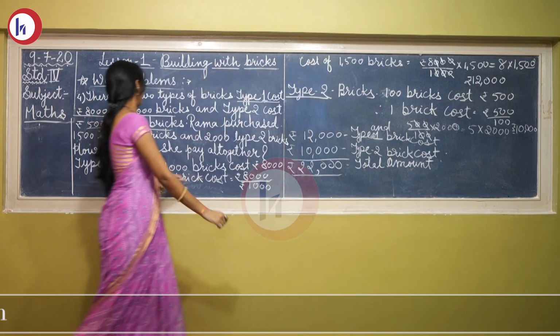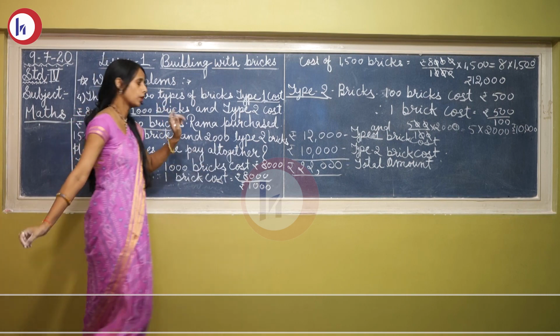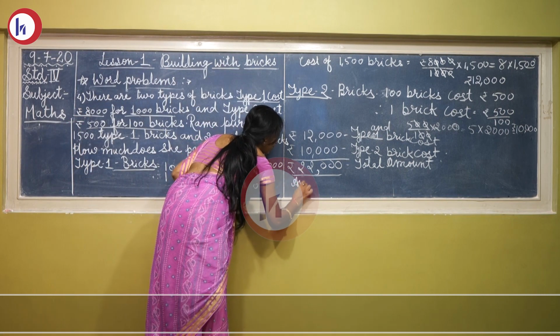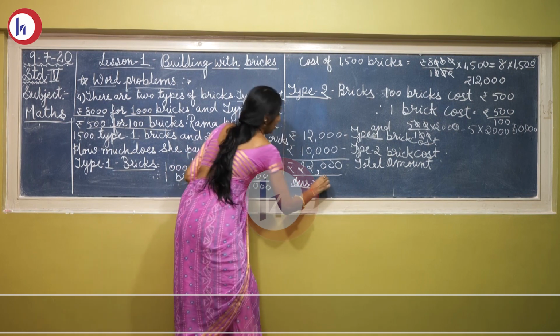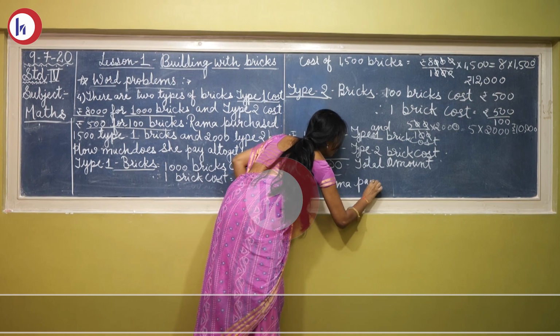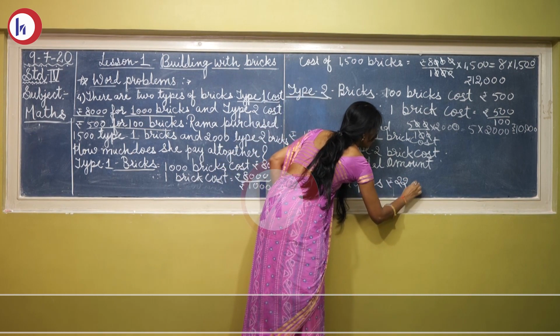Now what is the question? How much does she pay altogether? So the answer is rupees 22,000. So we will write Rama pays rupees 22,000.